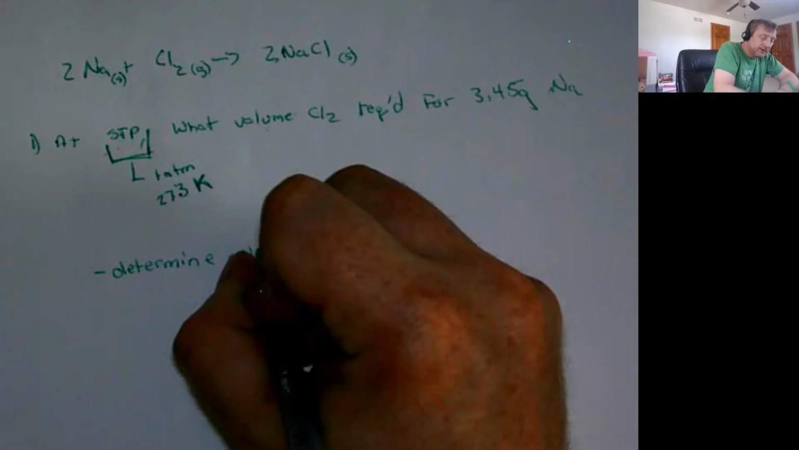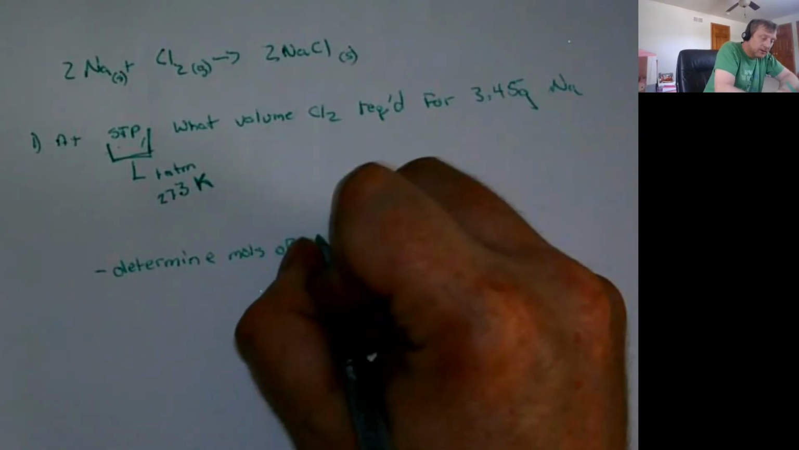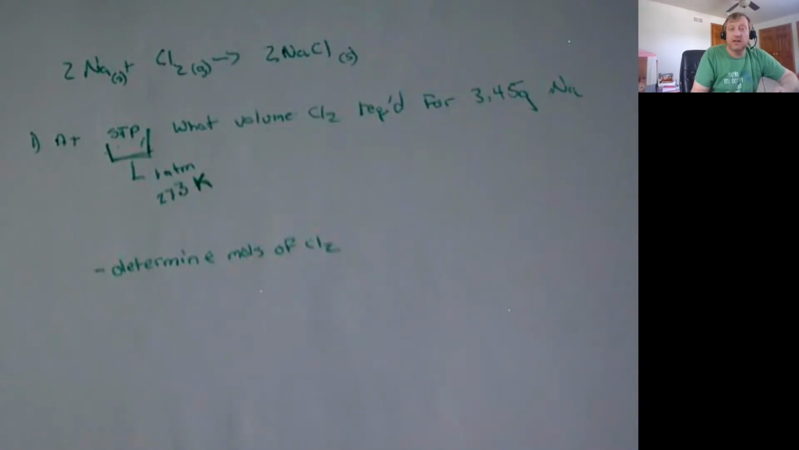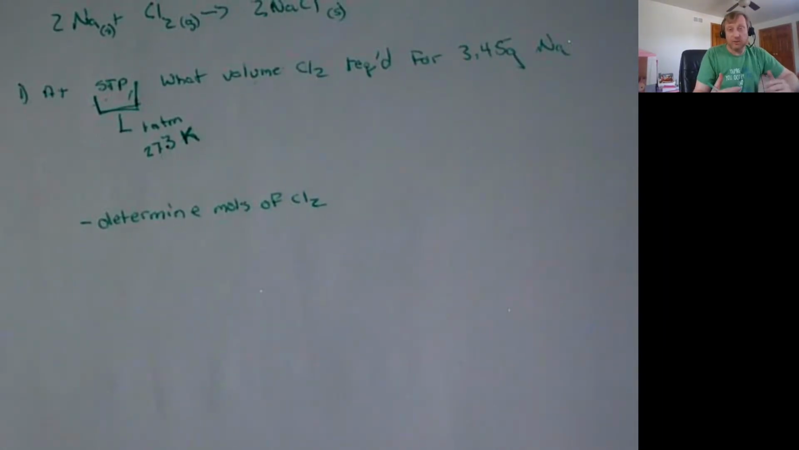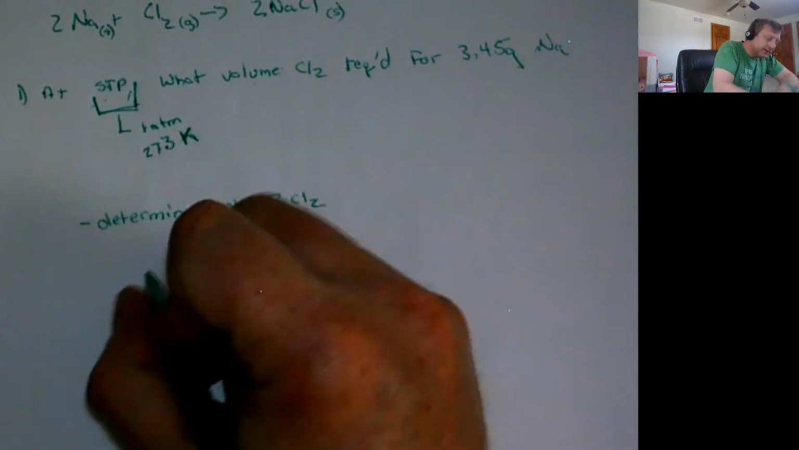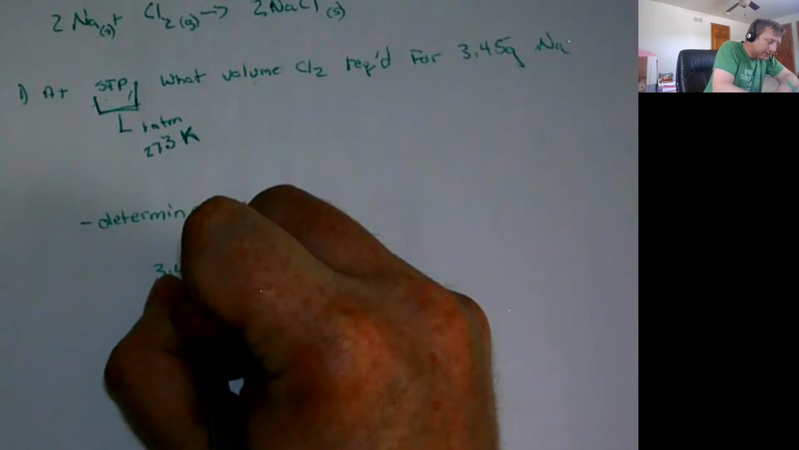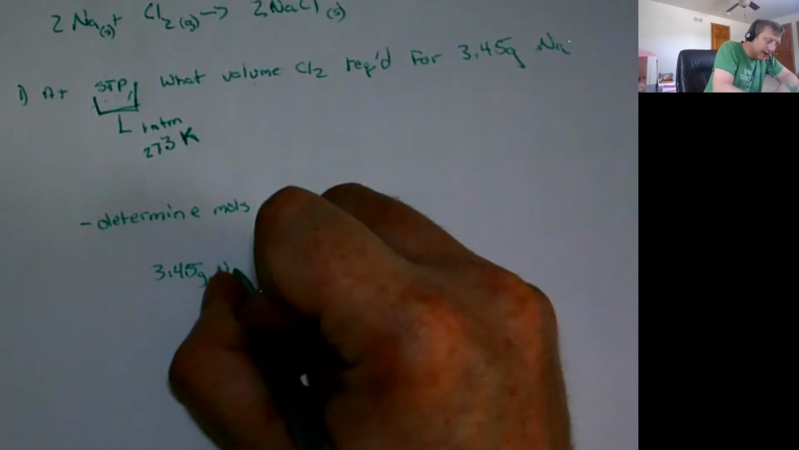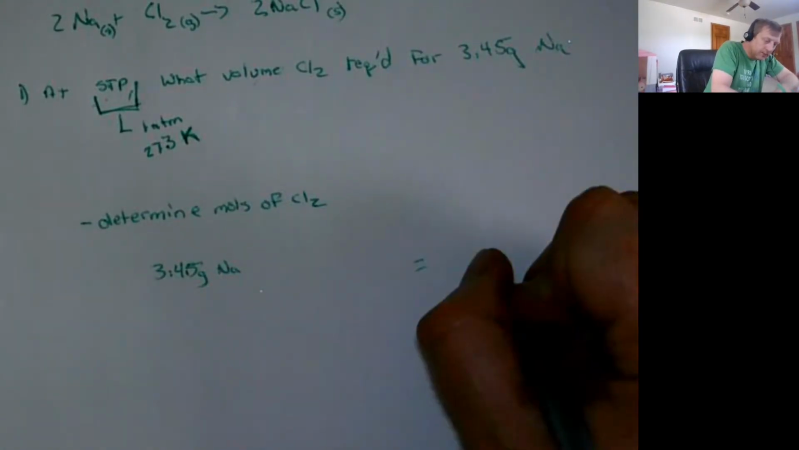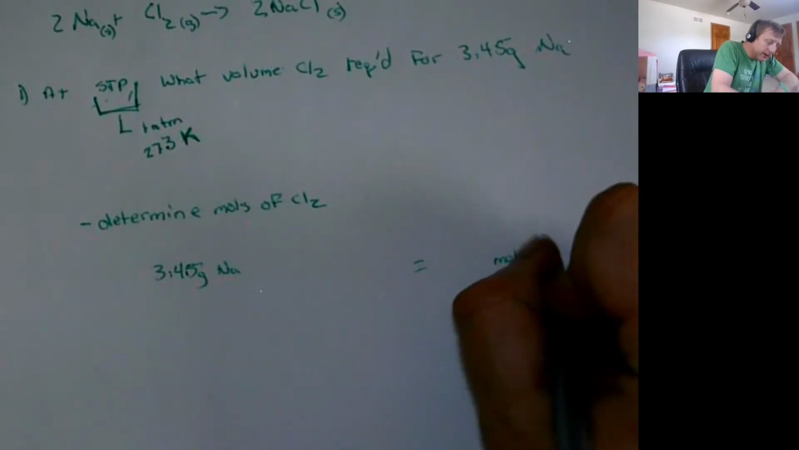And the good news, for you ladies and gentlemen who have hopefully kept up with the class, is that this is going to be done exactly the same as it was in our previous chapter, chapter number 9, when we focused on stoichiometry. This is now the exact same sort of problem. So what we're going to start out with is this 3.45 grams of sodium, and what we want to end up with are some moles of chlorine gas.